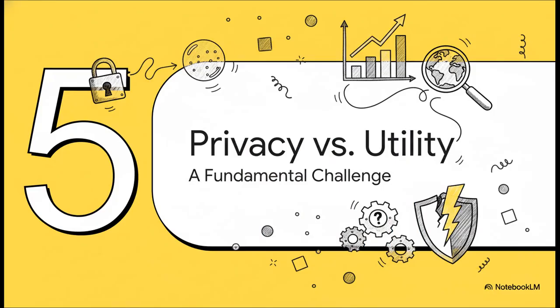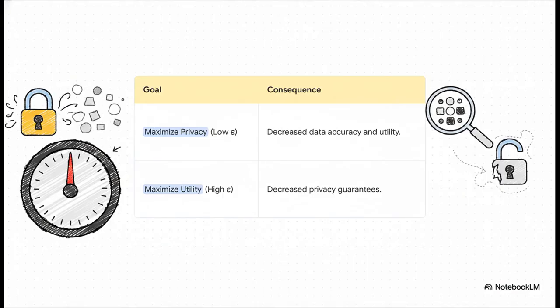But as powerful as this all is, it's not a magic wand. It comes with a fundamental challenge, a trade-off that everyone, from engineers to you and me, really needs to understand. We're right back at that epsilon dial. The core challenge of differential privacy is this. You just can't have perfect privacy and perfect data accuracy at the same time. It's impossible. As you increase the privacy by adding more noise, the usefulness, what data scientists call the utility, of that data naturally goes down.